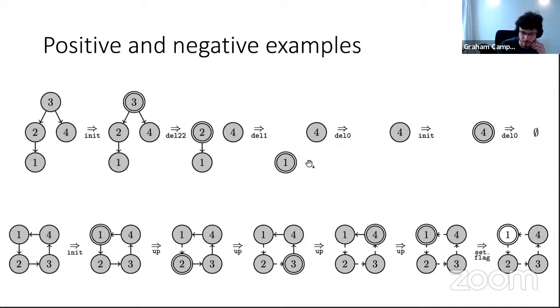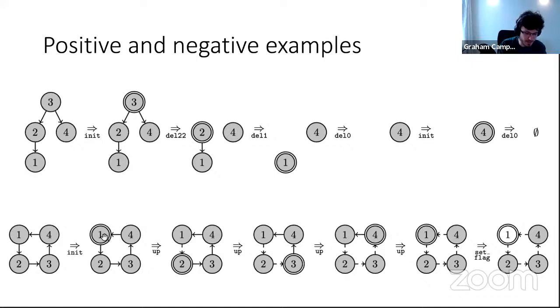Then we go back around the loop, and we apply delete 1 to get rid of this. Then we apply delete 0, and then we go around the outer loop again. So we apply init, which chooses the extra component we left behind, and then we apply delete 0. That takes us to the empty graph. Not shown here, but you then apply check, which does nothing, and then you finish. Okay, so that's a positive example.